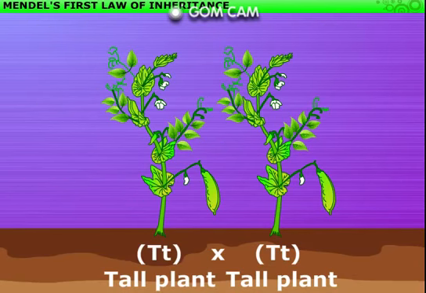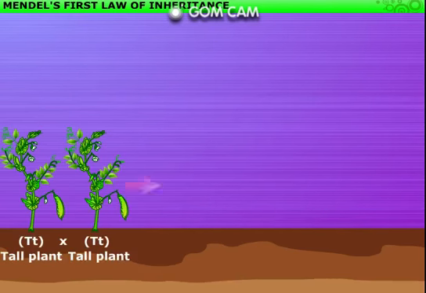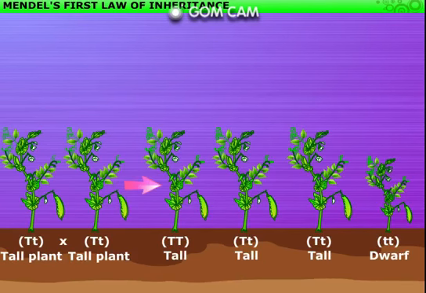Mendel then crossbred the tall plants of the first generation. He obtained tall as well as dwarf plants in second generation in the ratio of 3:1. This can be understood with the help of a similar flowchart.